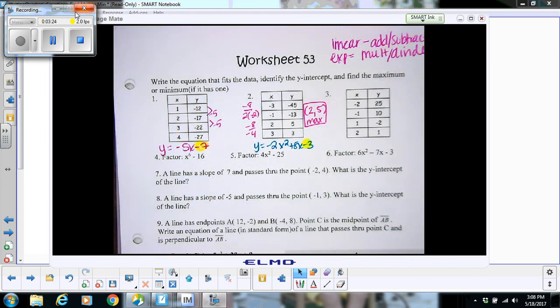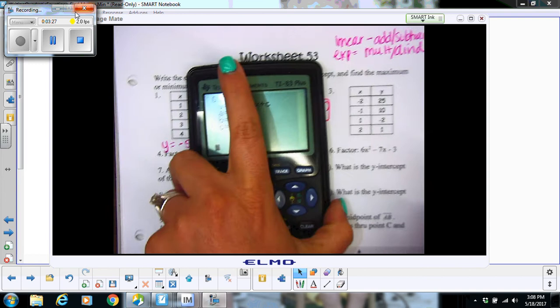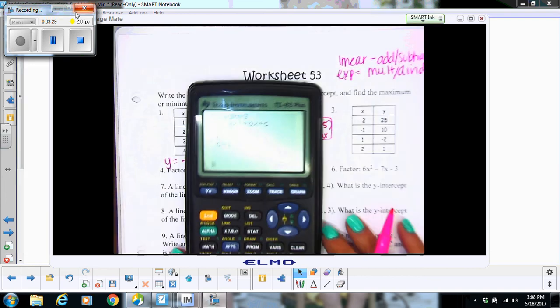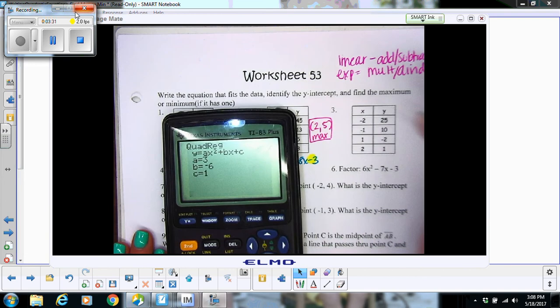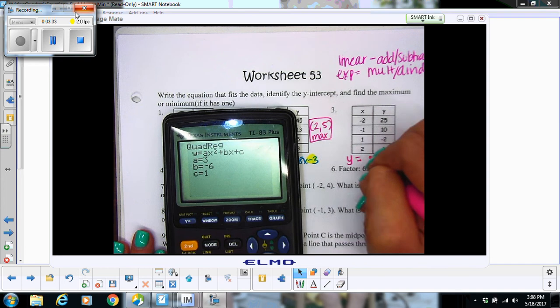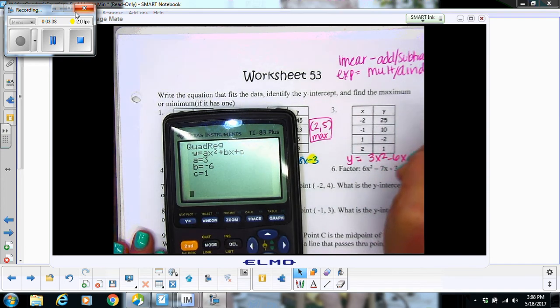On number 3, I also knew that that was going to be quadratic because it didn't follow any of my other rules, so that's going to be y equals 3x squared minus 6x plus 1. It's going to open upward, so it's going to be a min. Opposite b will be 6 over 2 times 3. 6 over 6 is 1. Plug in 1. So that's going to give me 3 minus 6 is negative 3 plus 1 is negative 2.